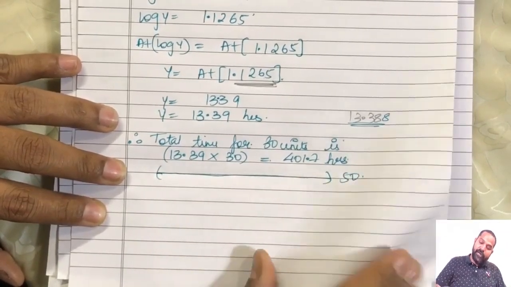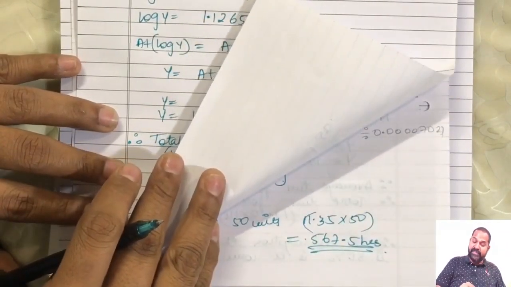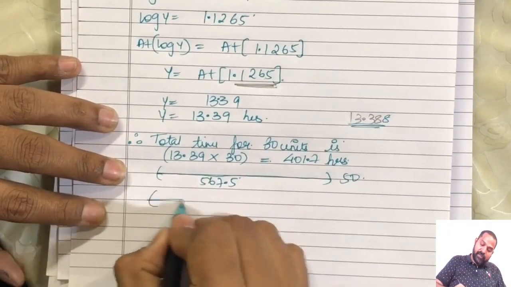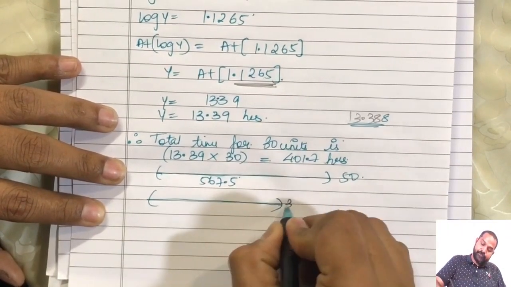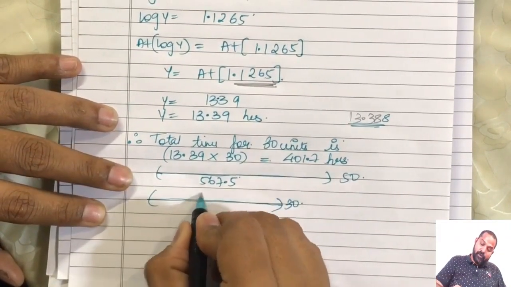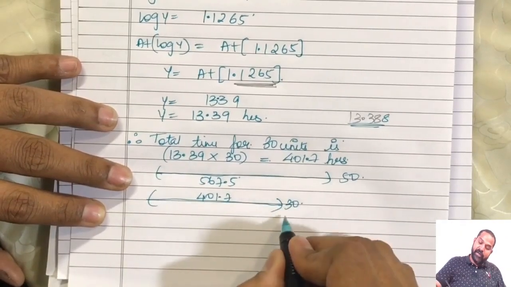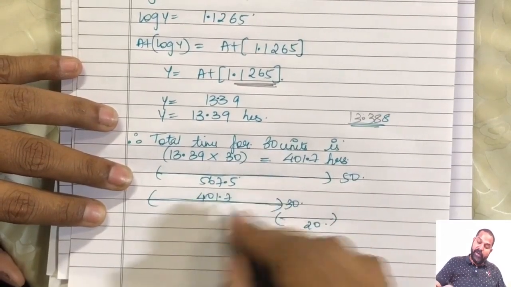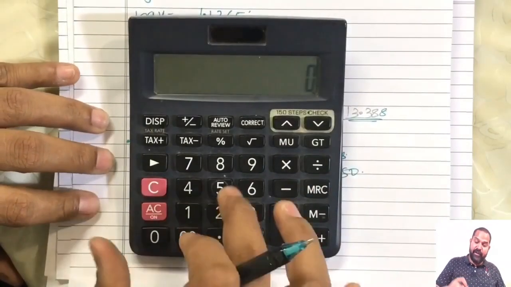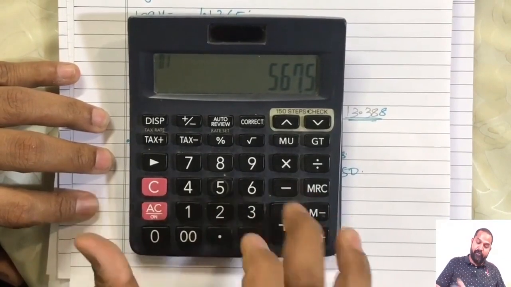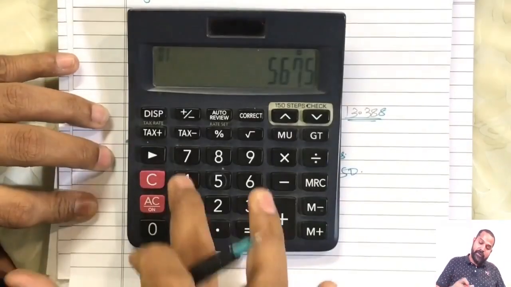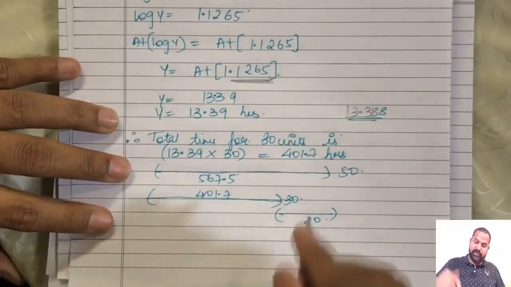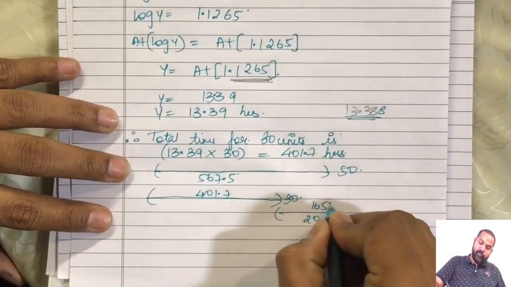The total 50 took 567.5, out of which the 30 took 401.7 hours, which means the pending incremental 20 units will take whatever is left. So what is left? 567.5 minus 401.7 is 165.8 hours. So 165.8 hours.